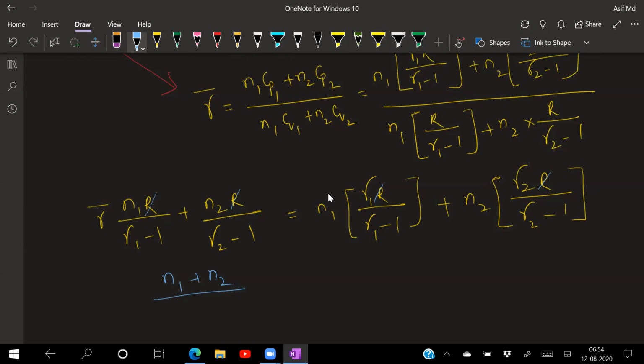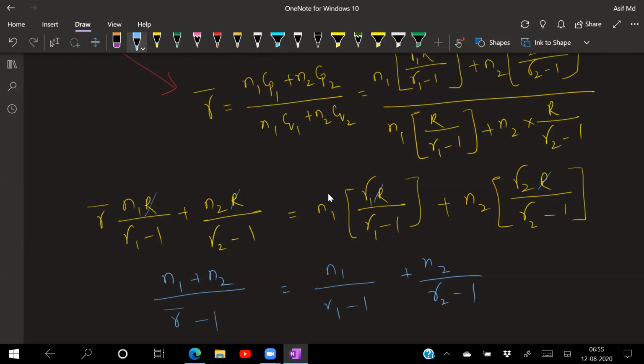N1 plus N2 is equal to, I can take gamma bar common on this side. So I can write that as N1 plus N2 into gamma bar minus 1 is equal to N1 by gamma 1 minus 1 plus N2 by gamma 2 minus 1. Can I write like that?